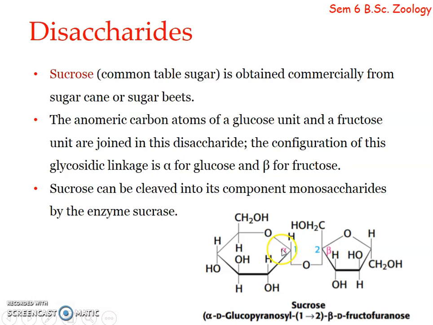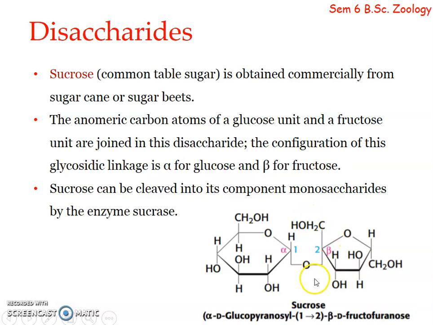Here what has happened? Both the monosaccharides had the anomeric carbon going into the glycosidic bond. So in both cases the anomeric carbon is already engaged in the glycosidic bond, so it is not free, and hence it is not a reducing sugar. So sucrose will not give a positive result in Fehling's test. The anomeric carbon atoms of the glucose unit and the fructose unit are joined in this disaccharide. This configuration is alpha for glucose and beta for fructose. So alpha D glucose and beta D fructose form a glycosidic bond through the two anomeric carbons.